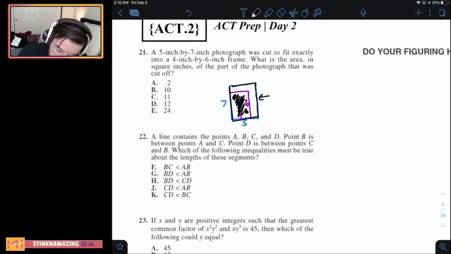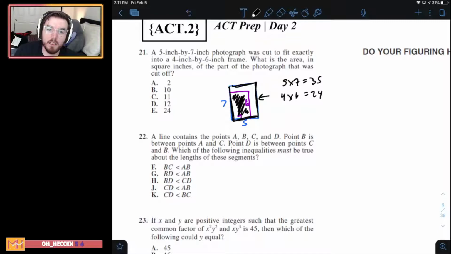Does that make sense? So 5 by 7 photo, and then 4 by 6, 24. That's the area of the new photo. The area cut off was 11 square inches. That is C.